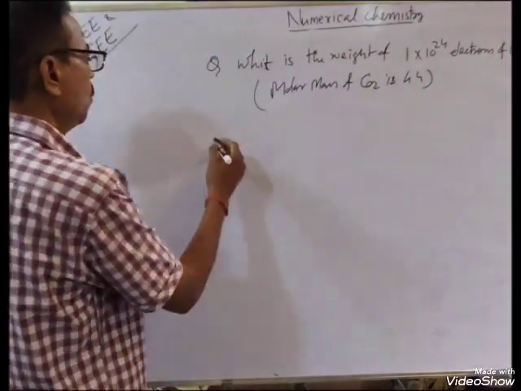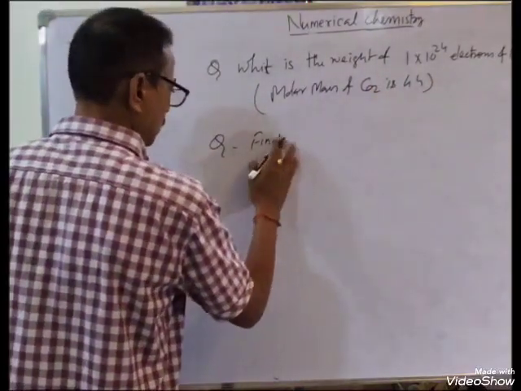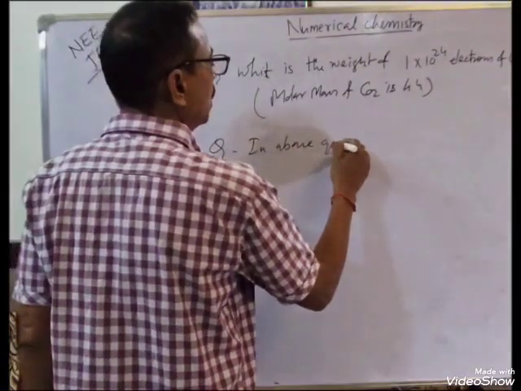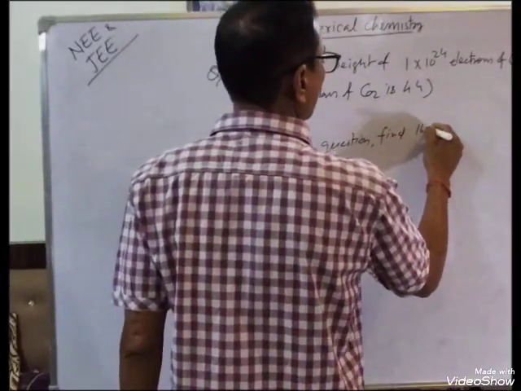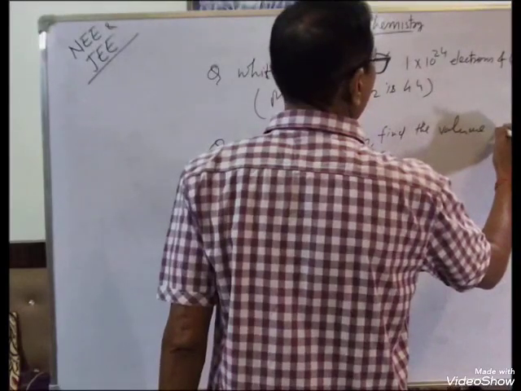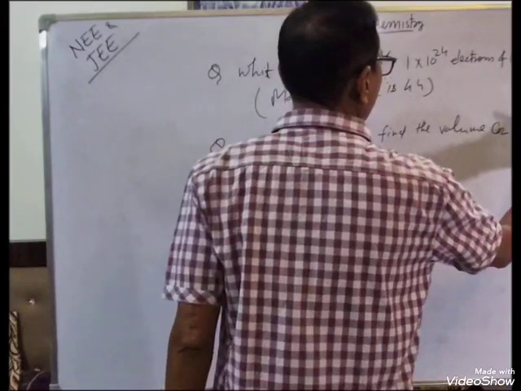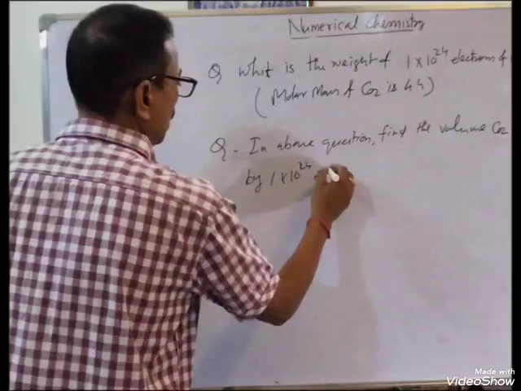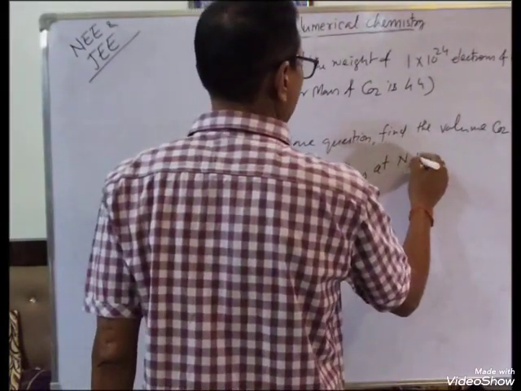Practice it. One more question. Find, in the above question, the volume of CO2 occupied by 1 into 10 to the power 24 electrons at NTP.